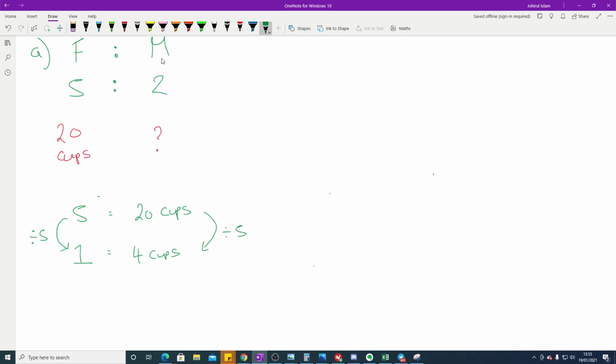But the ratio for milk is 2, right? So because we now know what the ratio of 1 will equal, which is 4 cups, now it's easy for us to work out what the ratio of 2 will equal. Because to get from 1 to 2, we multiply by 2. And therefore, we need to multiply this side by 2. So 4 cups times 2 will equal 8 cups. So the answer to this question here is 8 cups.